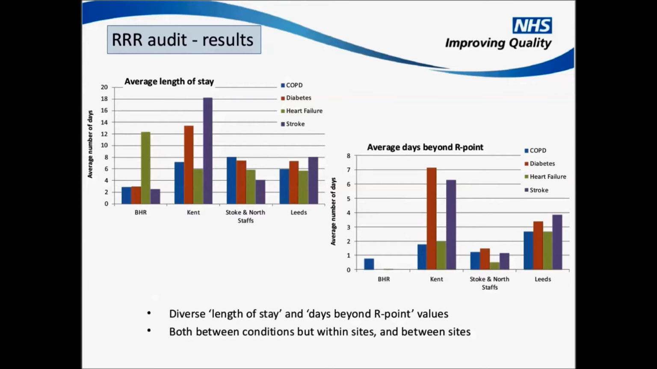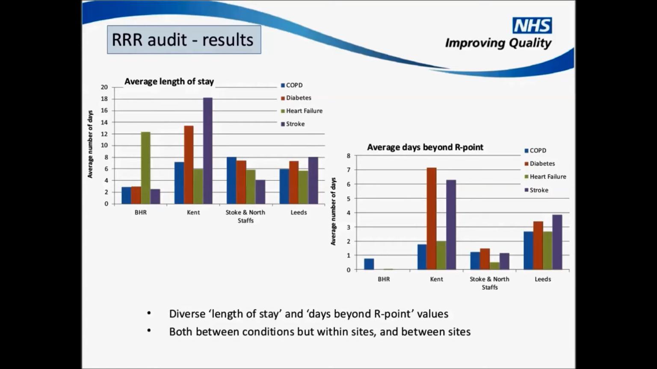What I'm trying to show here, we've got 4 different early implementer teams. BHR is North East London, we have Kent, and we've got the Stoke, North Staffordshire and Leeds early implementer teams. And just looking at the 4 conditions that we asked them to look at for this particular study. All we're looking at is the length of stay and the length of the RRR phase in these 2 graphs. I think the thing that strikes you from this graph is that there's quite a bit of difference between the different early implementer sites and between the conditions in both the length of stay and the length of the RRR phase.